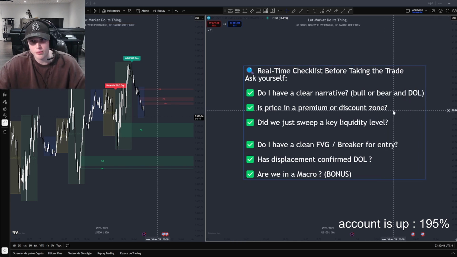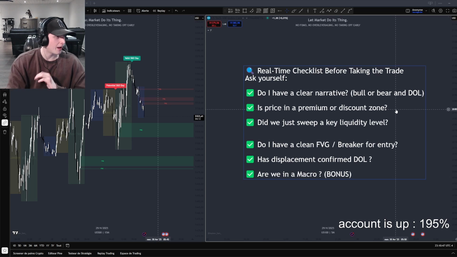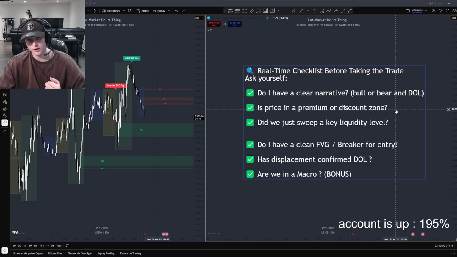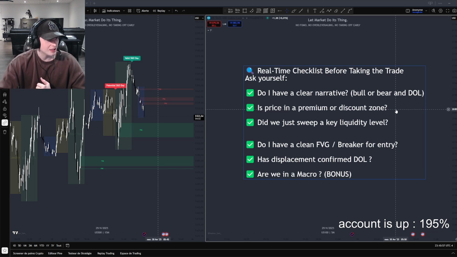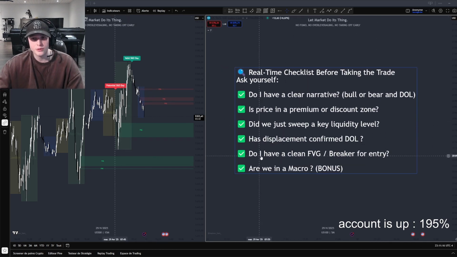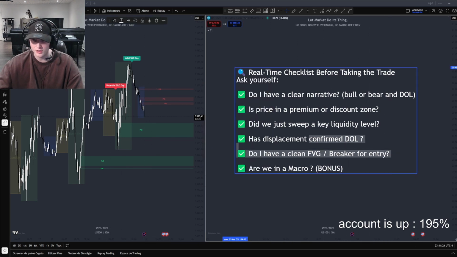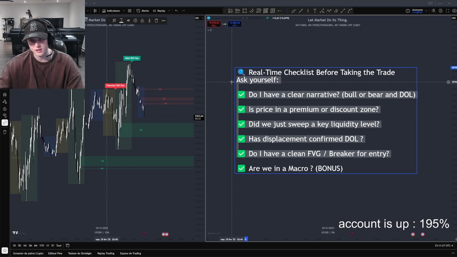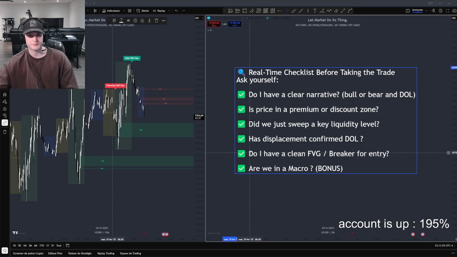Is price in a premium or discount zone? Past EQ, OTE, always better for probabilities. You guys know me. Did you just sweep some liquidity level? Has displacement confirmed your draw liquidity? Technically, I need to put this first actually. So has displacement happened, and do you have a clean fair value gap on top of your breaker for your entry? And again, are we in a macro for the bonus? If you guys can say yes to all of these, you have yourself a unicorn setup.